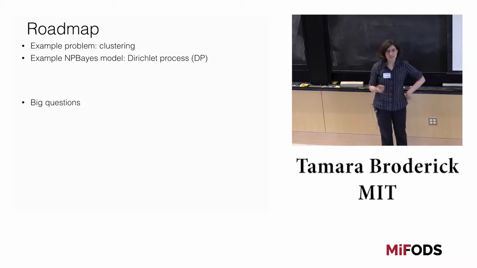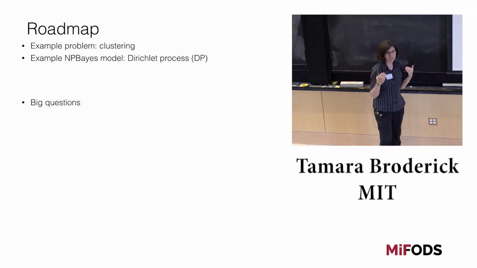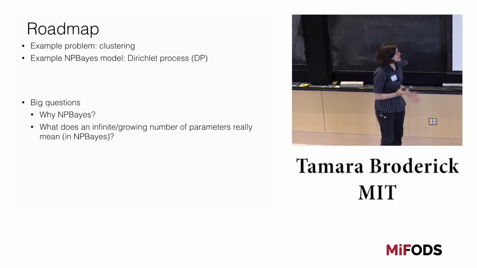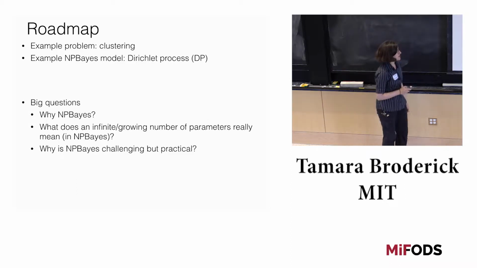The big questions that should be in the back of your mind throughout this first part, and we're going to revisit them very briefly after we define the Dirichlet process, are why nonparametric Bayes? Why are we doing this, especially from a practical perspective? What does it mean to have an infinite number of parameters? What does it mean to have a growing number of parameters, and what does it mean to do that at the same time? Why is nonparametric Bayes challenging, and why might it be practical?